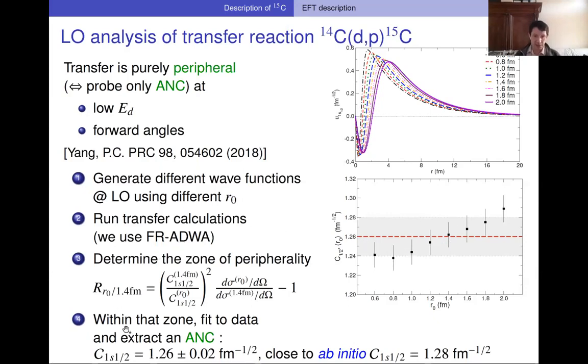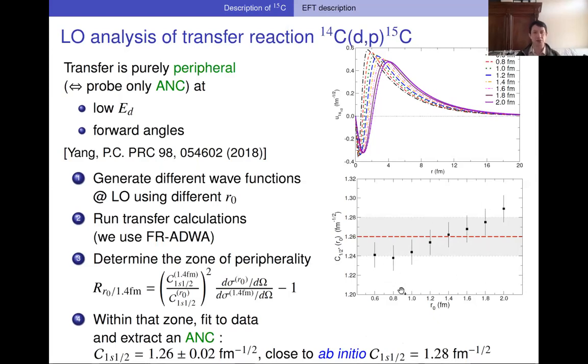And so from there, he extracted an ANC, which is 1.26 plus or minus 0.02 Fermi to the power minus 1/2. And that's very close to the ab initio calculation performed by Petr Navrátil. At the time we performed the calculation, there was no ab initio calculation. Then Petr Navrátil told us, oh, I have a preliminary value for the ANC, and that's the value that he gets. So we get a very good agreement with the ab initio calculation, even though we did not interact with him when Jin Cheng did his calculation.